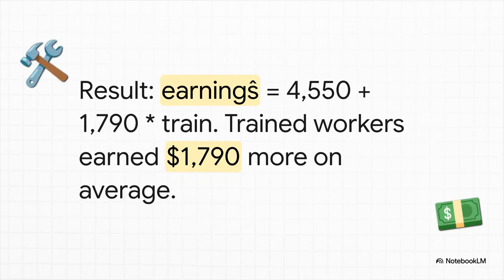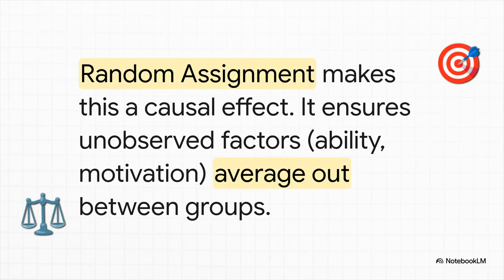Okay, now for a totally different kind of example. This was a true experiment. A group of men were randomly assigned to either get job training or be in a control group that didn't. And the regression found that on average, the guys who got the training earned $1,790 more the following year. Now see, because of that random assignment, we can be way more confident that this is a real causal effect. That's the magic of randomization.